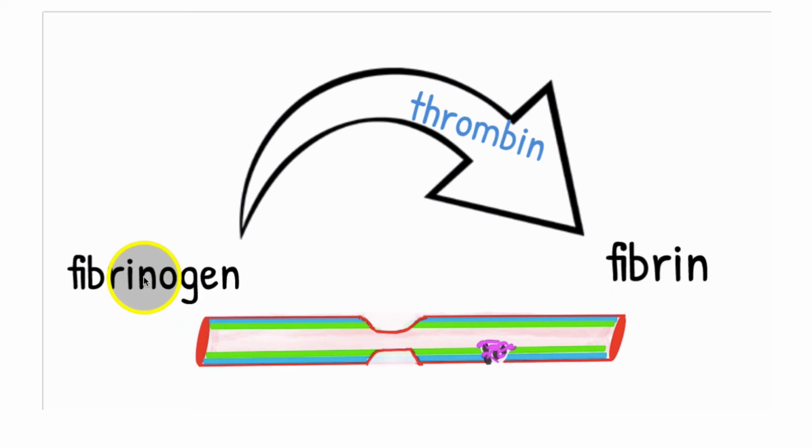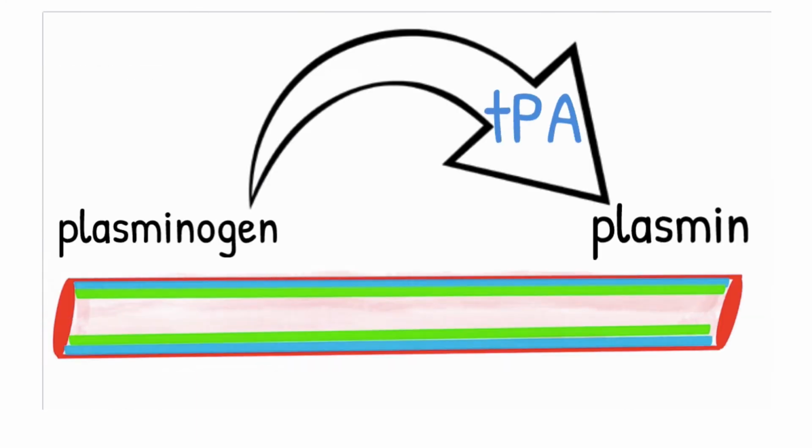Fibrinogen is an inactive protein, and it only gets converted to fibrin in the presence of the enzyme thrombin. So thrombin is the enzyme that converts fibrinogen into fibrin. When that happens, we get a repaired blood vessel. So there's a couple of things that are involved in repair of the blood vessel.